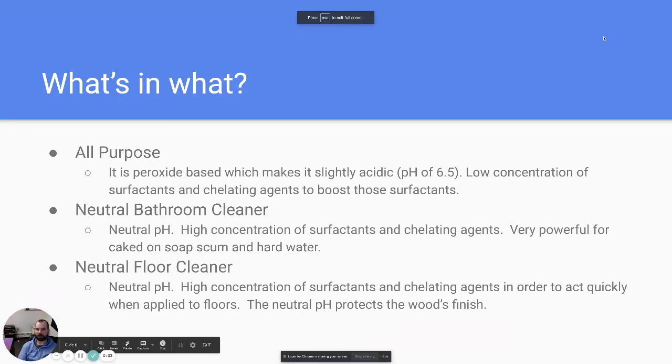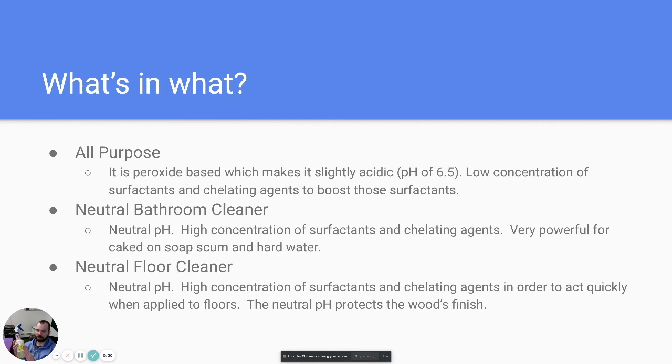Okay, what are our cleaning products made out of? I've already been talking about them quite a bit, so you've probably developed some understanding of what's in them. But let's start with our all-purpose cleaner. This is a peroxide-based all-purpose cleaner, and that peroxide concentration in it gives it a slight acidic pH of 6.5. It also has a low concentration of surfactants and chelating agents to boost those surfactants.